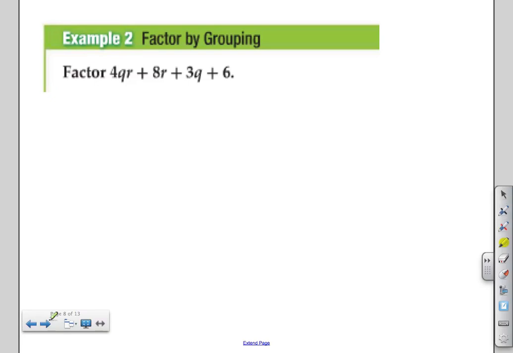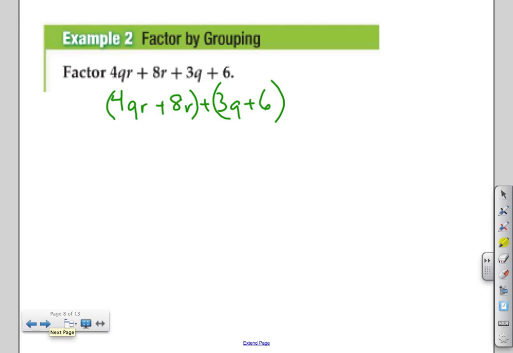Let's look at some numbers and see how it works when you have some numbers, okay? So we have 4qr plus 8r plus 3q plus 6. Okay, we have some like terms, don't we? And we have 4 terms, so we can factor by grouping. So the first thing I'm going to do is look at these guys because I see they both have an r, and then I'm going to group these two together, okay?